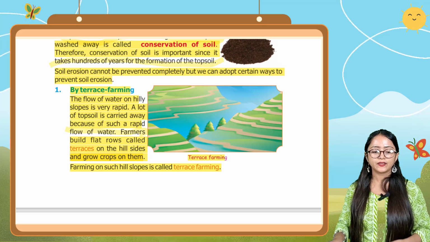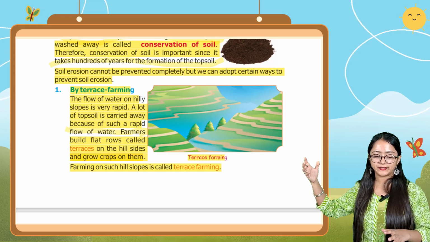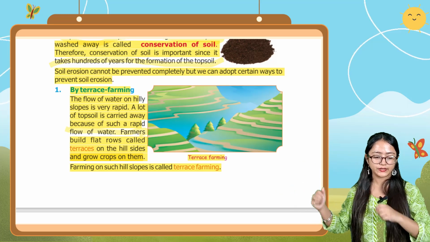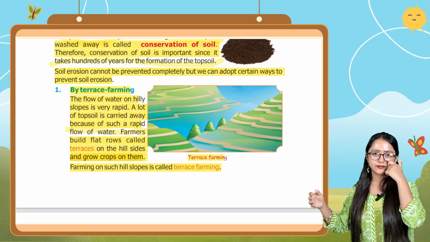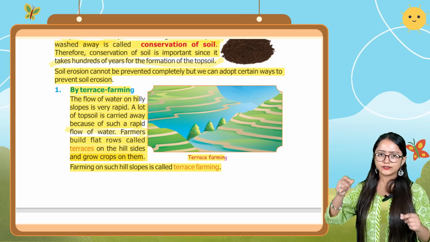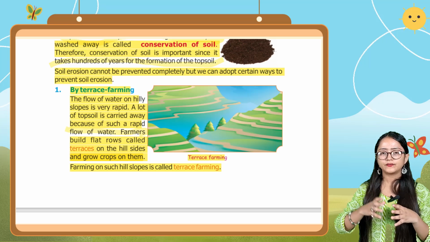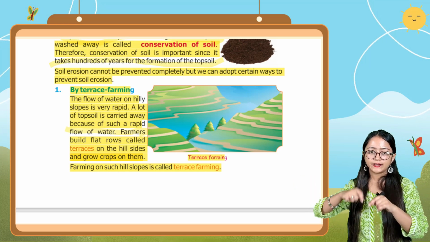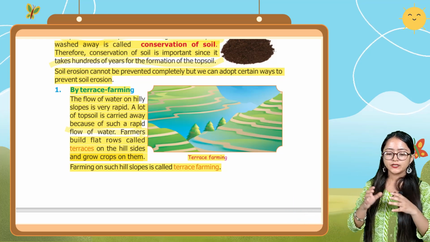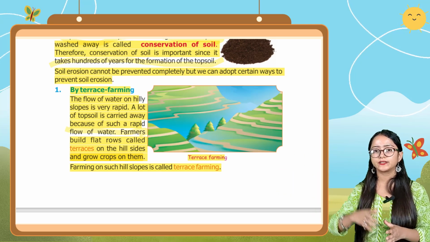So basically, the flow of water on hilly slopes is very rapid, and a lot of topsoil is washed away by the water. And it happened at regular periods of time. So the farmers thought about it and built flat rows, like terraces, on the hillside, and then they grow crops in that small piece of land. Such type of farming on the hilly slope is called terrace farming.